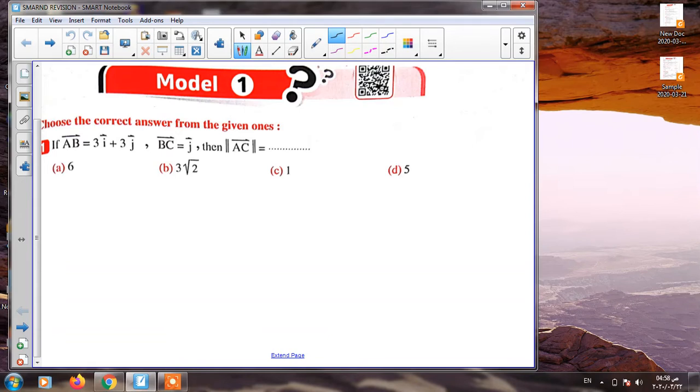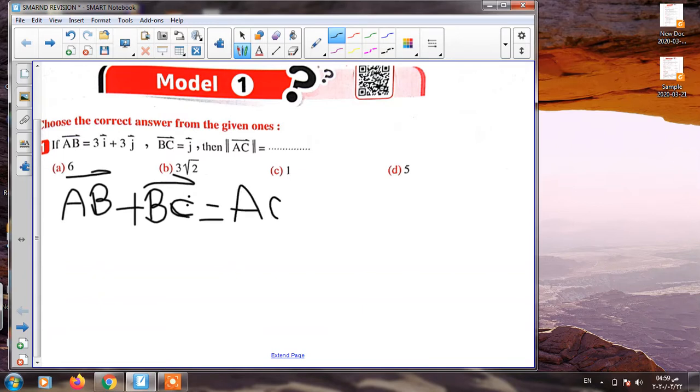If AB is 3i and 3j, and BC equals j, find the norm of AC. First of all, how can I get AC? If you look here, you're asked about the vectors AB and BC. If you add them together, you will find that the result is AC. AB plus BC equals AC, because the B's cancel, so the result will be A and C.